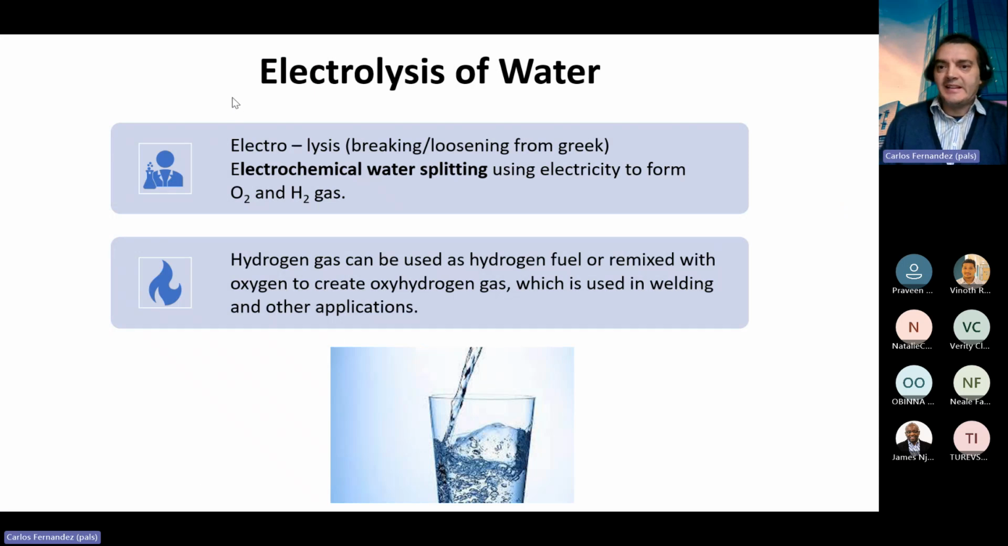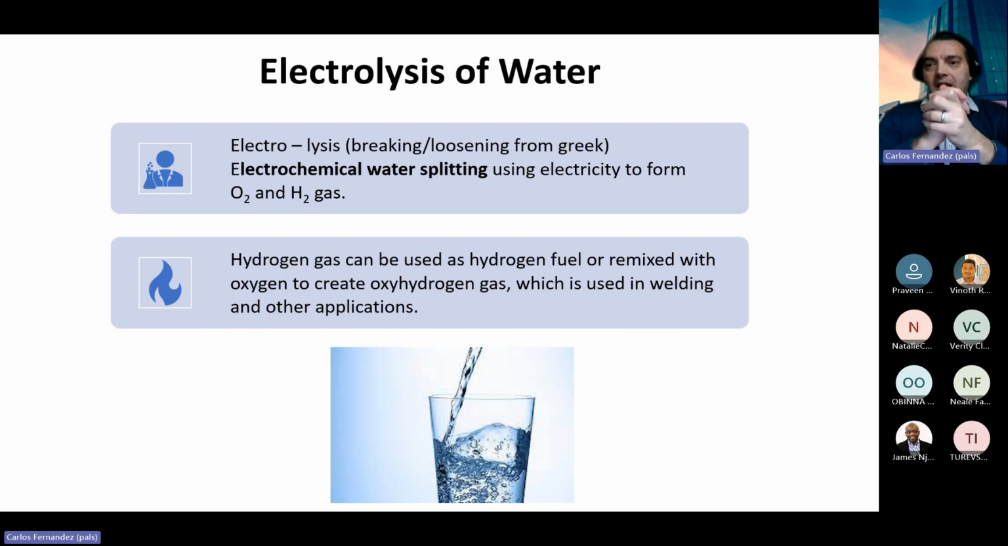One of the interesting reactions that all of us are interested in at the moment is the electrolysis of water. Electrolysis comes from Greek: lysis means a breaking, and electro is just applying a particular current. So this is water splitting into oxygen and hydrogen.